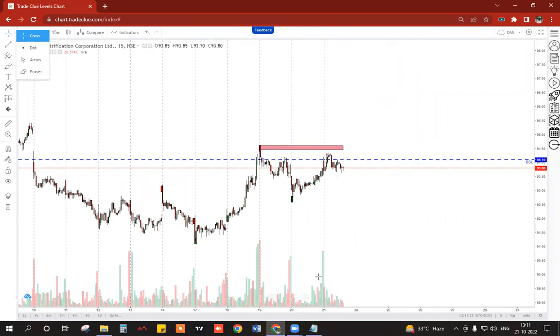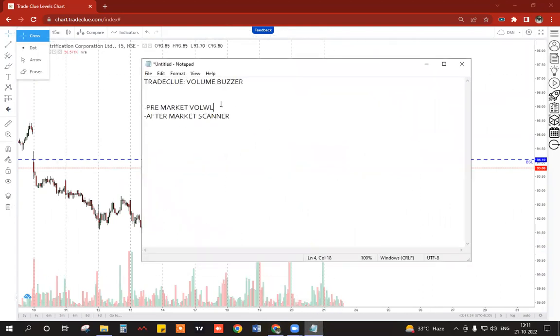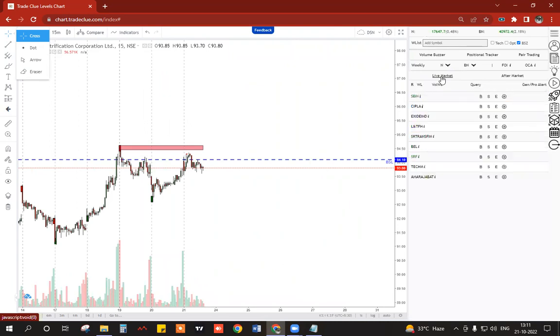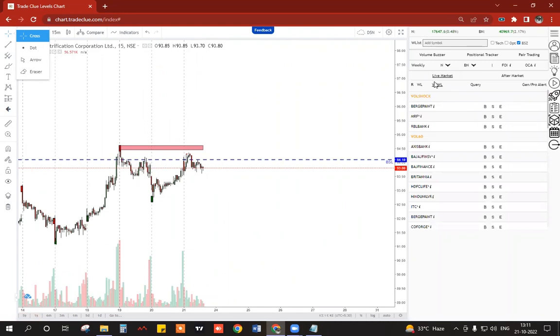So coming back to the concept, in the pre-market volume buzzer, we get these stocks around 9:13 or 9:12 a.m. on the TradeClue watch list. On the watch list, I just have to click on the right hand panel, click on the live market button, and then select the volume watch list, that is vol WL, which is written over here.